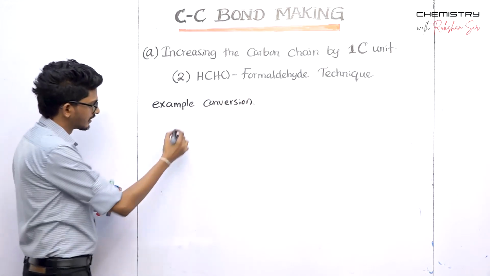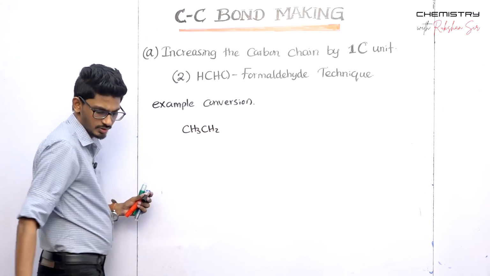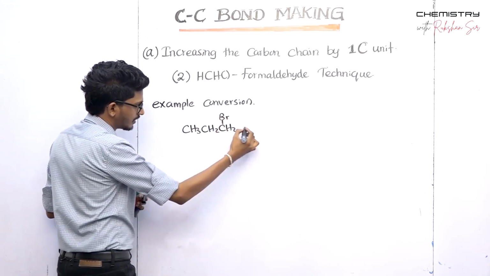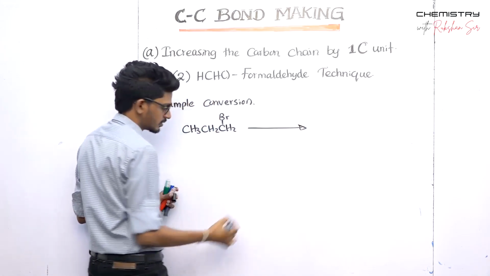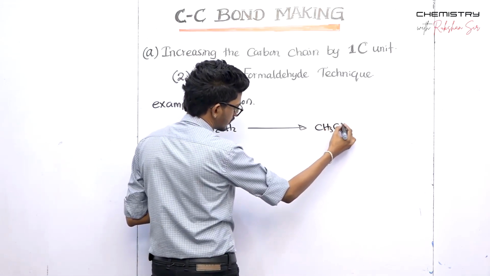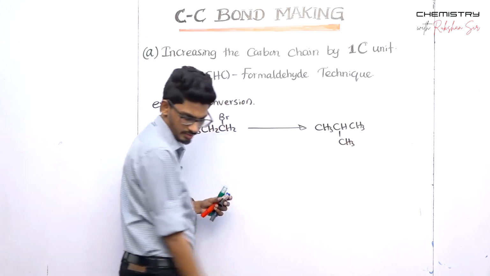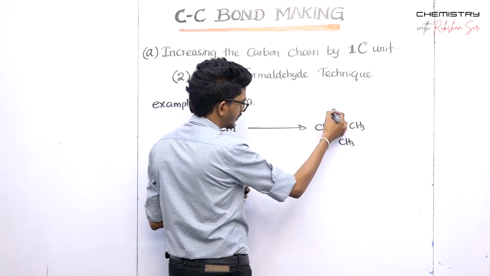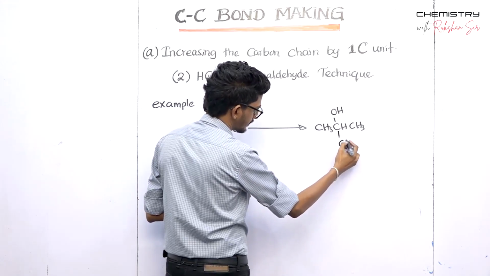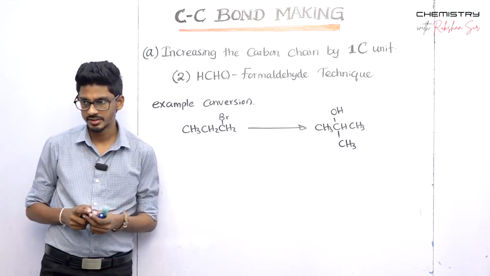Right, let's start with this one. This is your conversion. So you have some group like this, and you are supposed to produce this one. CH3 and some OH there, no? Okay. Let's analyze this conversion.